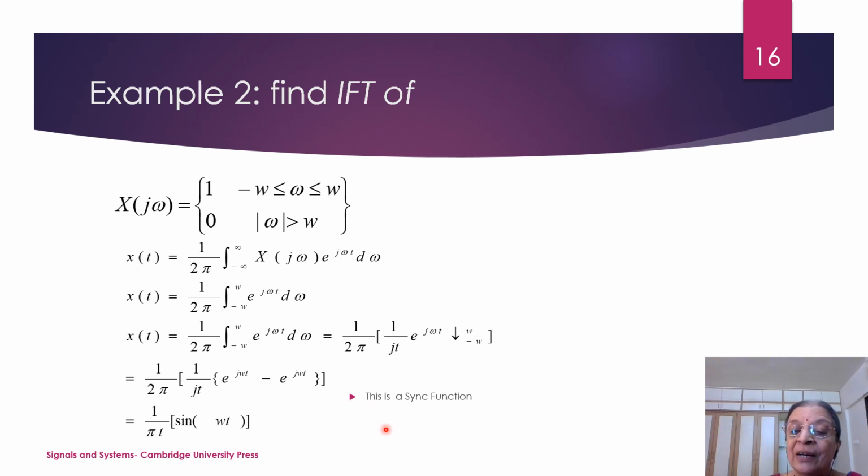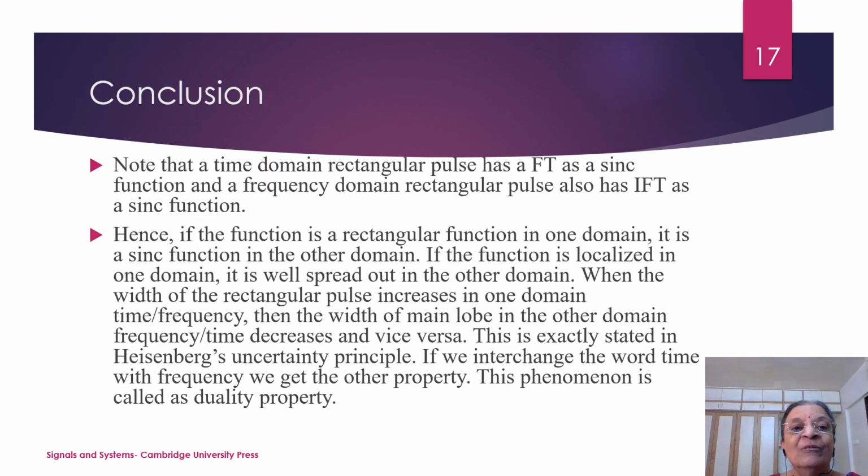So what you understand is, if the signal in the time domain is a rectangular pulse, the signal in the frequency domain is a sinc function, and if it is a rectangular pulse in the frequency domain, you get a sinc function in the time domain. So a sinc function in the time domain corresponds to a pulse in the frequency domain, and a pulse in the time domain corresponds to a sinc function in the frequency domain, vice versa.